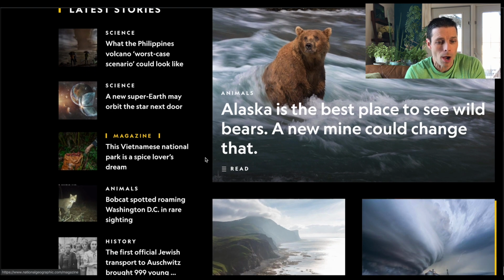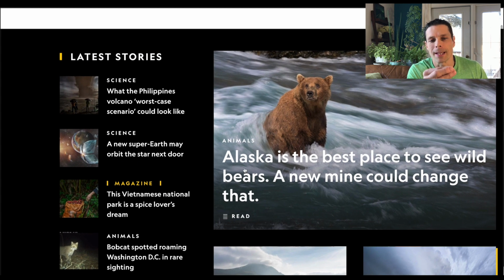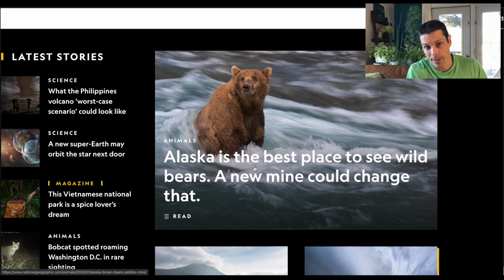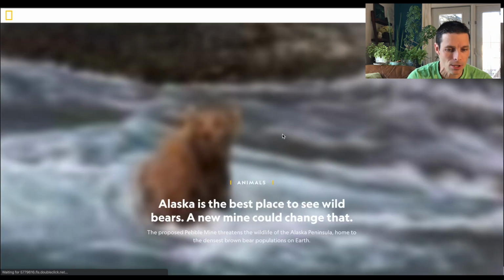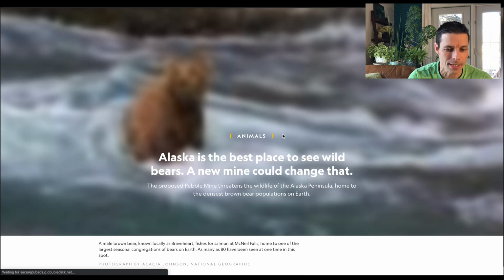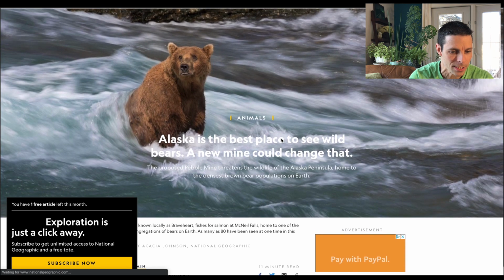Here's another one, bobcat spotted roaming Washington in a rare sighting. And so I see words in the title that I don't use every day. They grab attention. They're meant to slap me in the face. That's got to be on your checklist: a title that grabs attention. Here's another one. Alaska is the best place to see wild bears. It's the best place. Okay, I like bears. I'm going to go to this article and pick it apart and continue my list. So I need to have good titles.